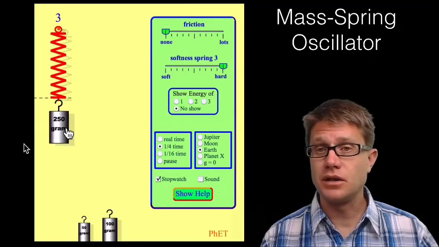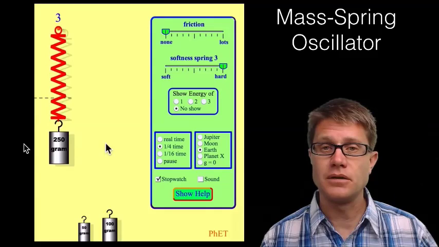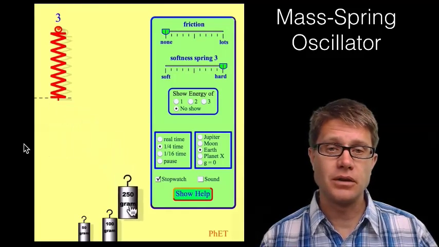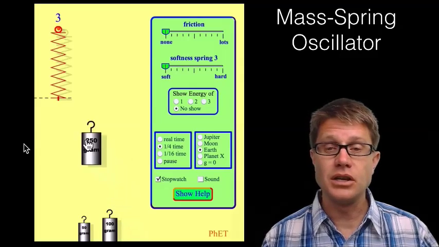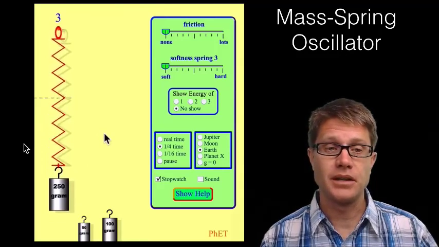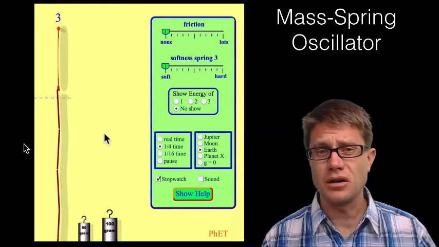So now I've made it a stiffer spring. I put that 250 gram mass on it, and you can see the period is now decreasing. And so by increasing the stiffness of the spring, we are decreasing the period of the spring. Now let's really make it a soft spring. What happens? You can see the period gets really, really large.